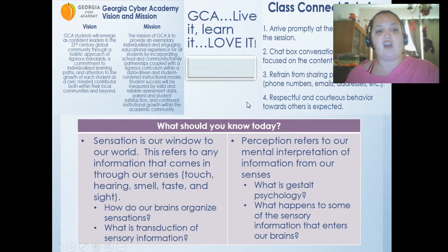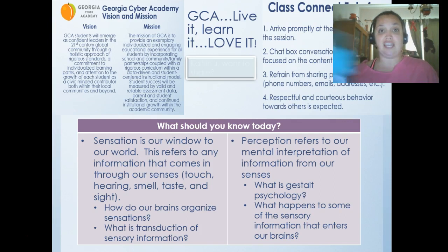Sensation is our window to the world. It's the part that refers to any information that comes in through our senses: touch, hearing, smell, taste, sight, all of those. That's sensation. But the question is, once something comes into our senses, how does our brain organize it? What does it do with that information? And what is transduction of senses?